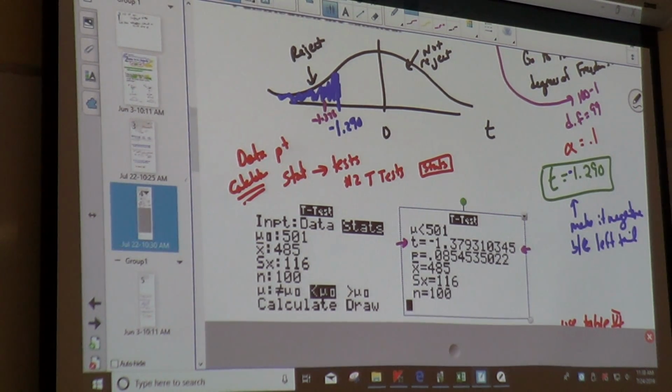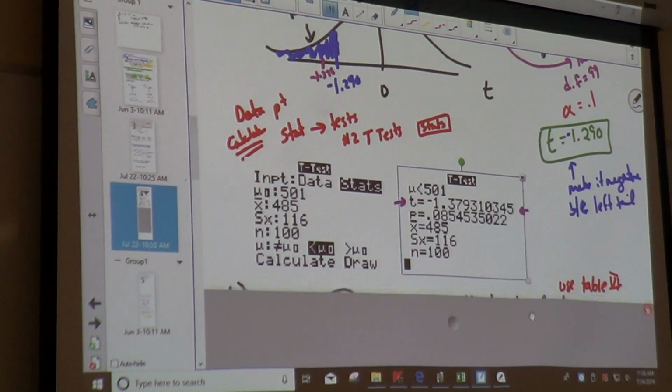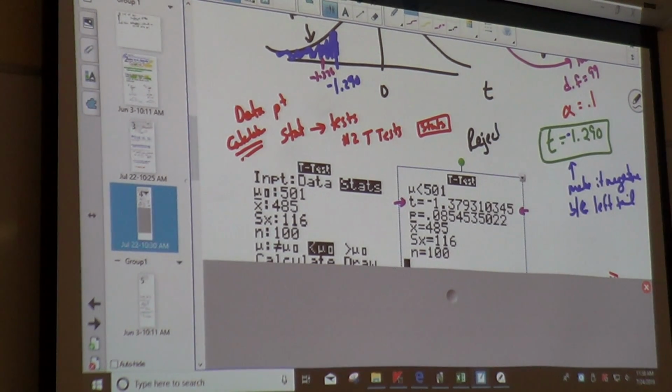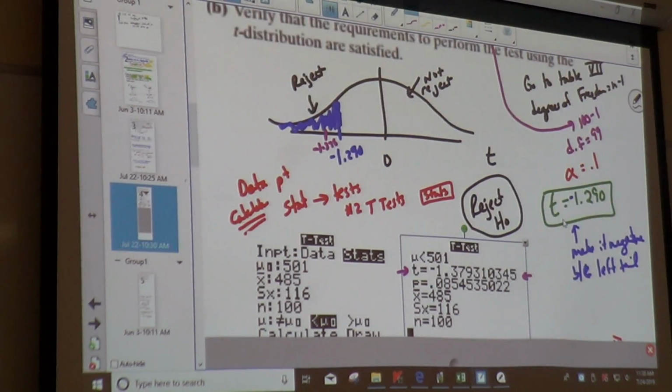So am I going to reject it or not reject it? I am going to reject. So that's going to be the whole answer to the question. I'm going to reject the H naught because that purple point is within the blue shading.